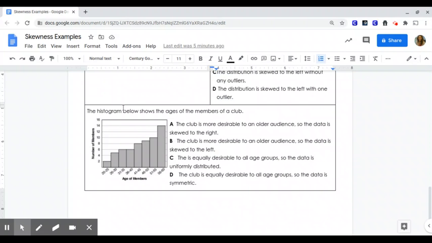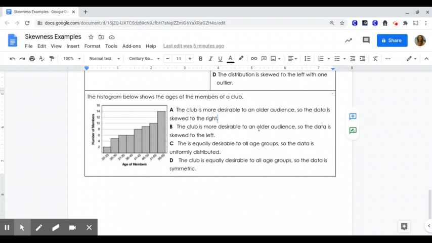And then last but not least, another example: the histogram below shows the ages of members of a club. And so we're going to look here, see most of our data is over here. The club members are about 40s and up, and we've got a few young members. So this is going to be skewed left because we've only got a few points here on the left. The club is more desirable to an older audience, so the data is skewed to the right. The club is more desirable to an older audience, but it is not skewed right. That is incorrect.